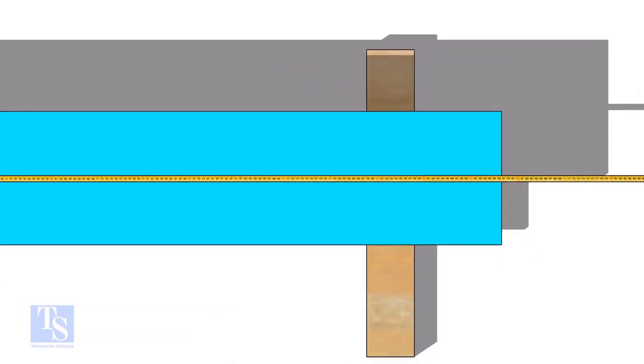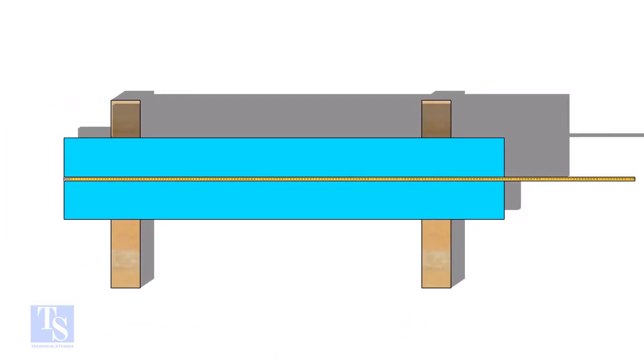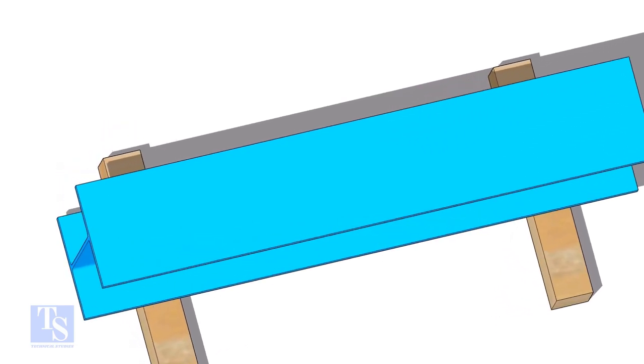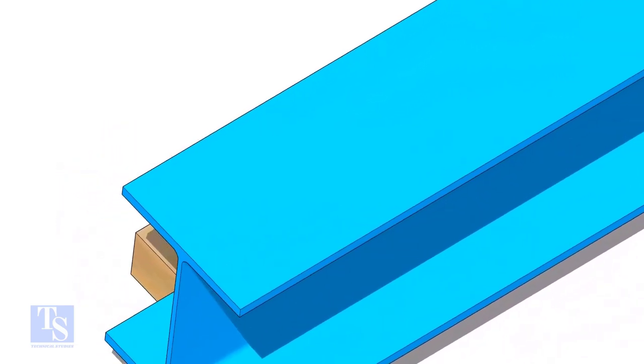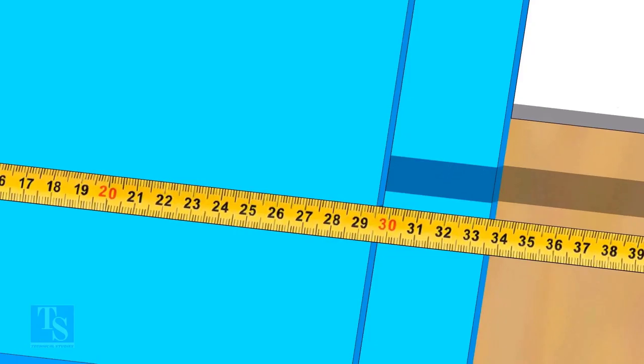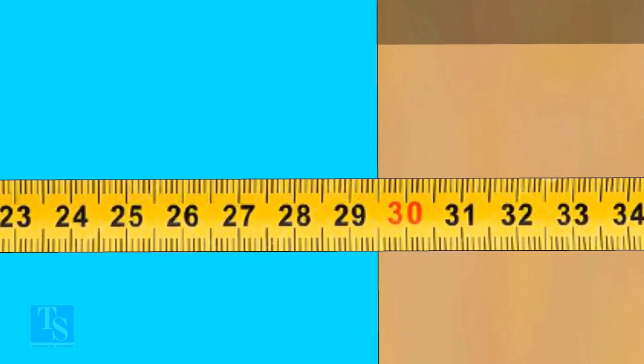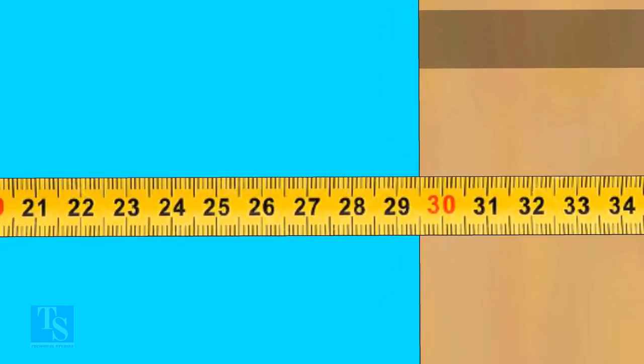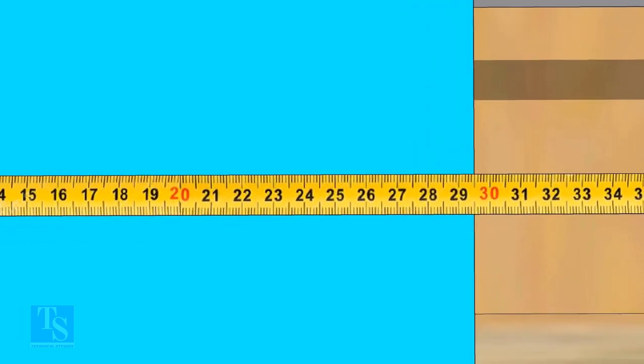Let us check the width of the beam. How much is this? The width is 5 millimeters less than 300, is equal to 295 millimeters.